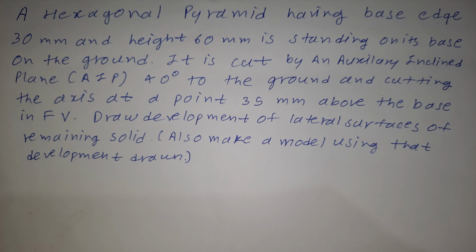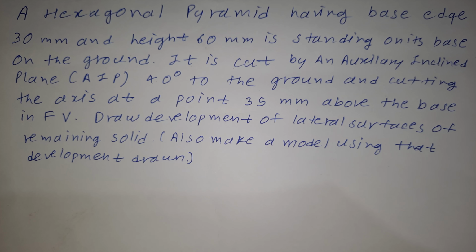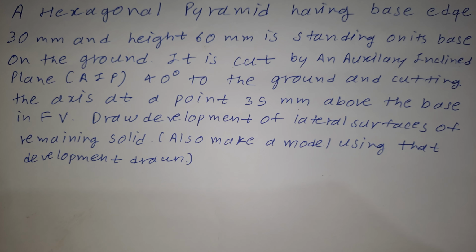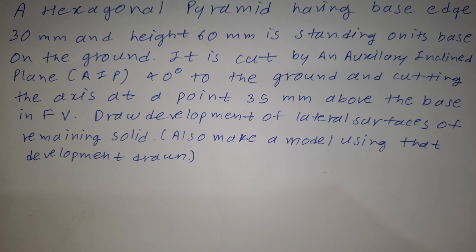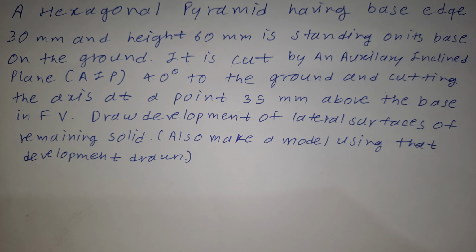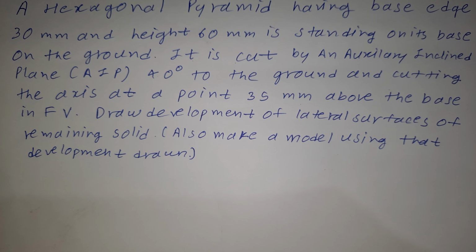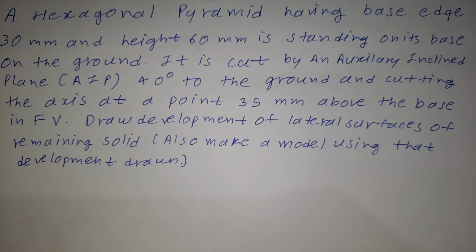It is cut by an auxiliary inclined plane, that is AIP, at 40 degrees to the ground and cutting the axis at a point 35 mm above the base, that is about 25 mm below the apex point. In the front view, draw the development of the lateral surfaces of the remaining solid. Also, we have to make a model using the development we have drawn.